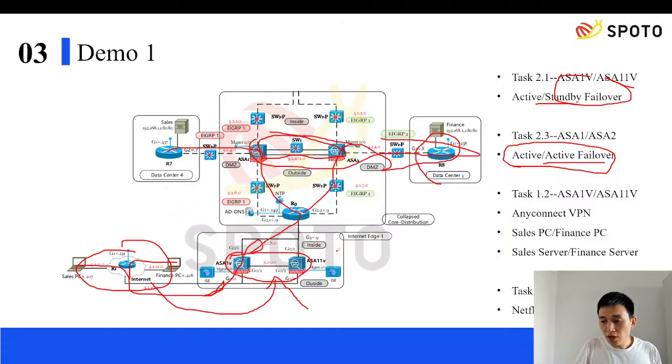And finally, it is task 4.6. We need to deploy NetFlow on router 9 to match and collect the specific traffic and export it to Stealthwatch in order to optimize the availability of the sales server by flooding the ICMP traffic generated from the sales PC.